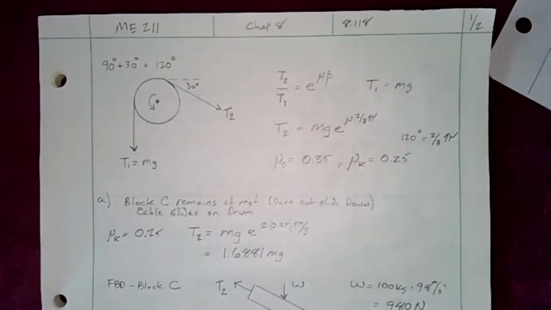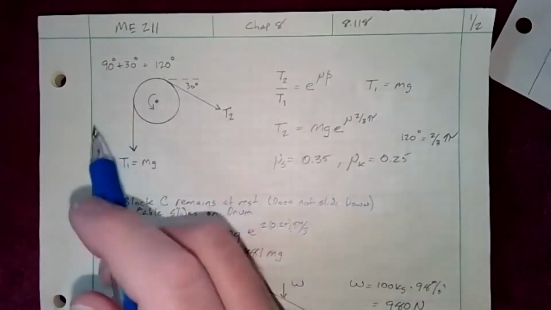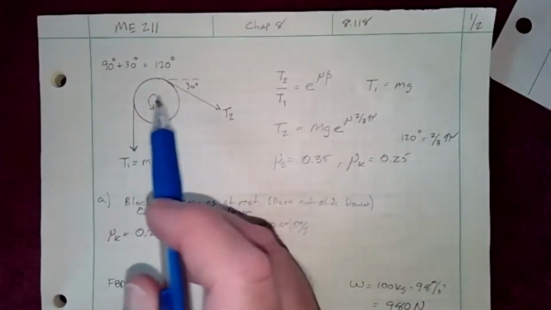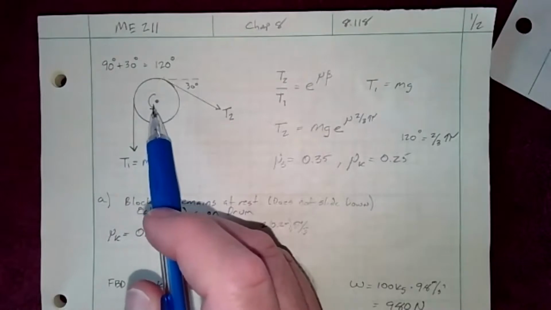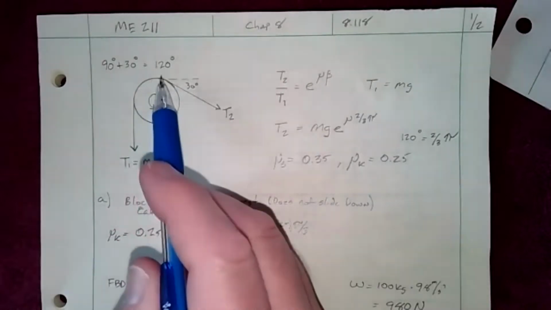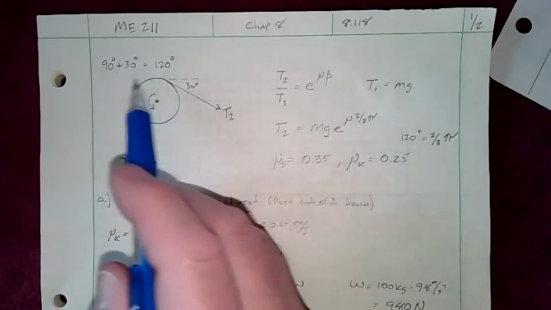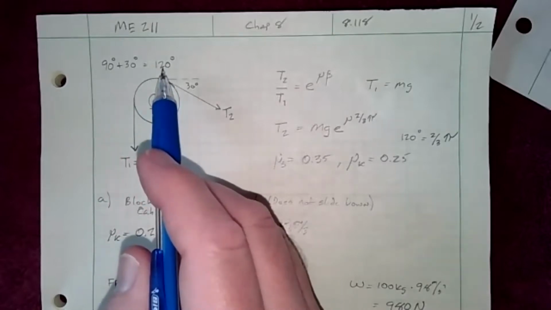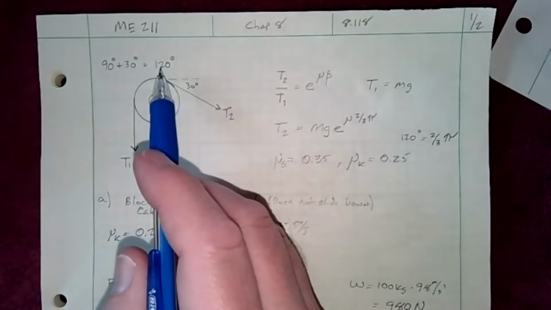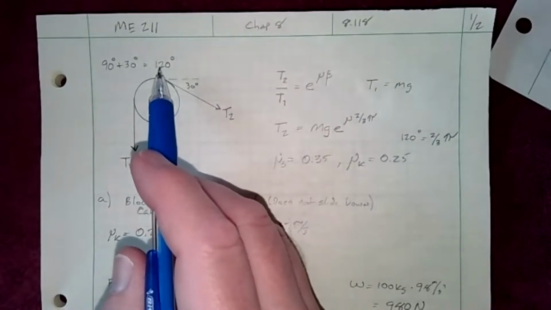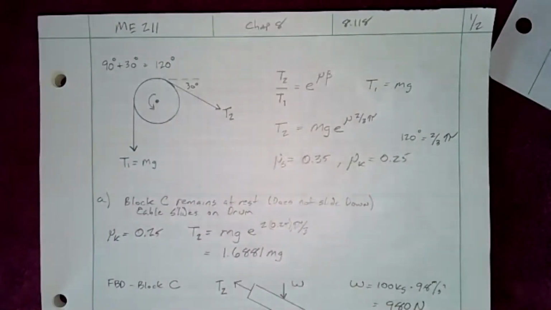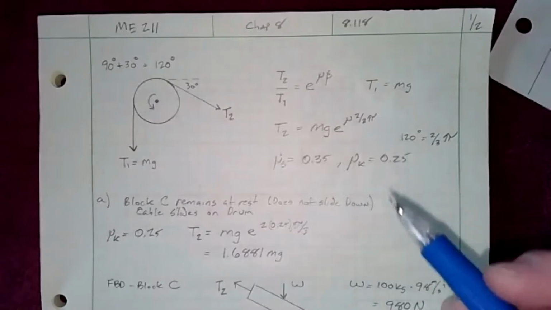So let's look at it. All right, so first thing I did was we looked at the actual drum. So we know that we have 90 degrees plus an additional 30 degrees of contact. So that gives us a total of 120, which is basically 2/3 pi, right? So it's not the whole thing, it's just a third.